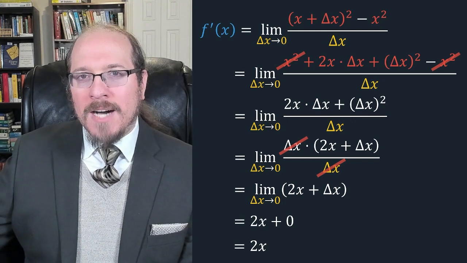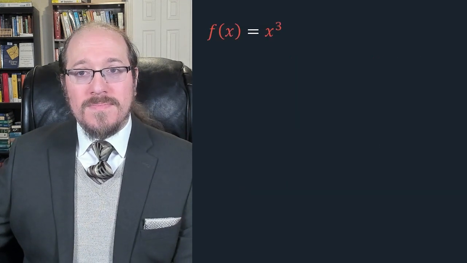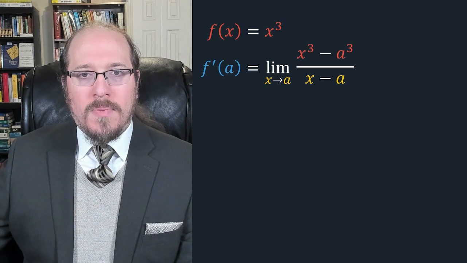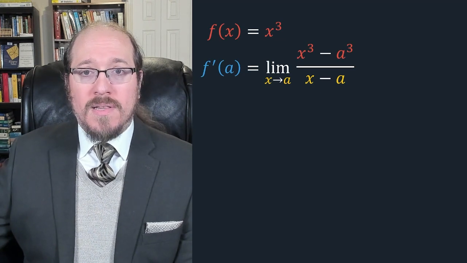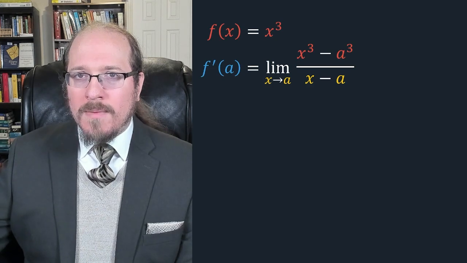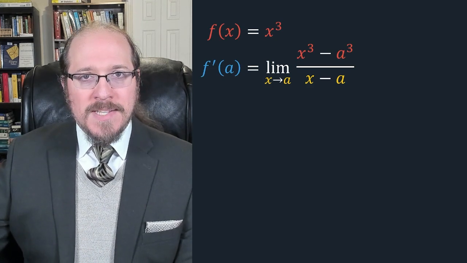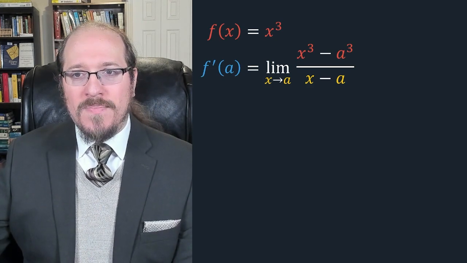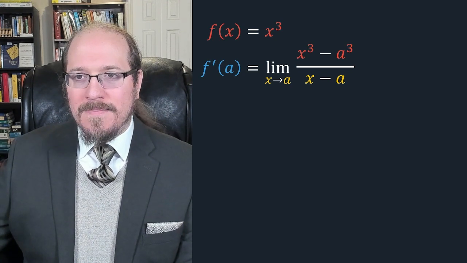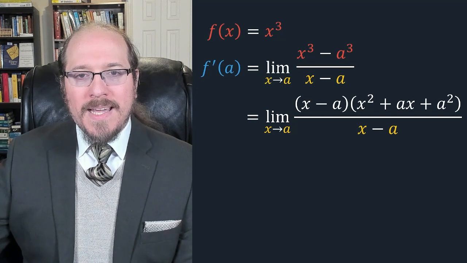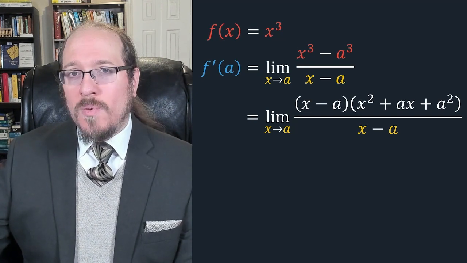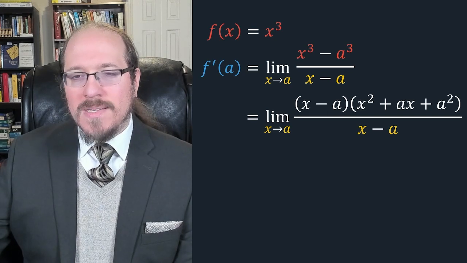Cool, so how about, say, x cubed? Suppose we want the slope of x cubed when x equals some point a, so our limit would look like this. Now, remember how we factored x squared minus a squared as x minus a times x plus a? There's actually a neat pattern we can use to generalize that. x cubed minus a cubed can be factored as x minus a times x squared plus ax plus a squared.